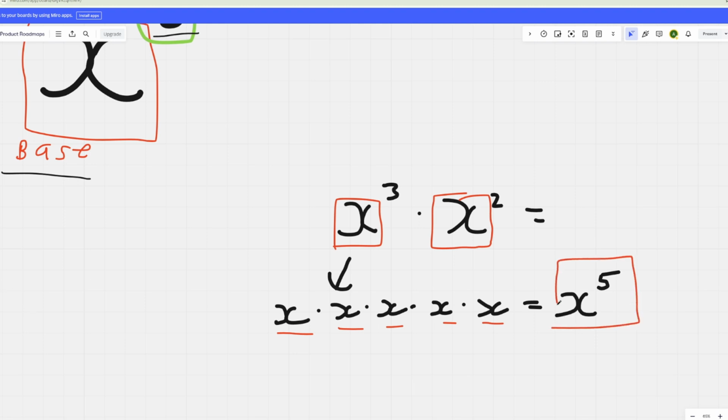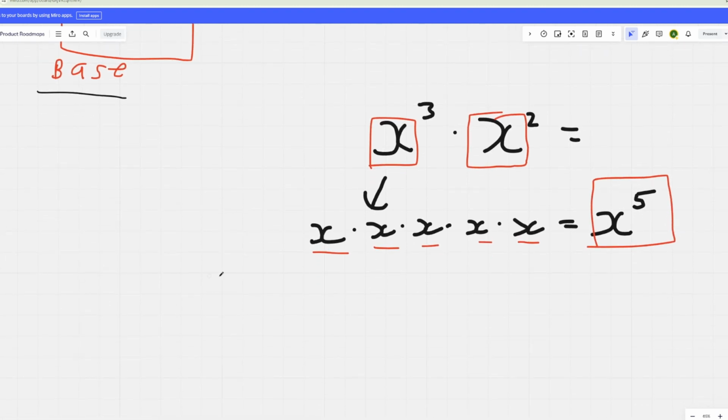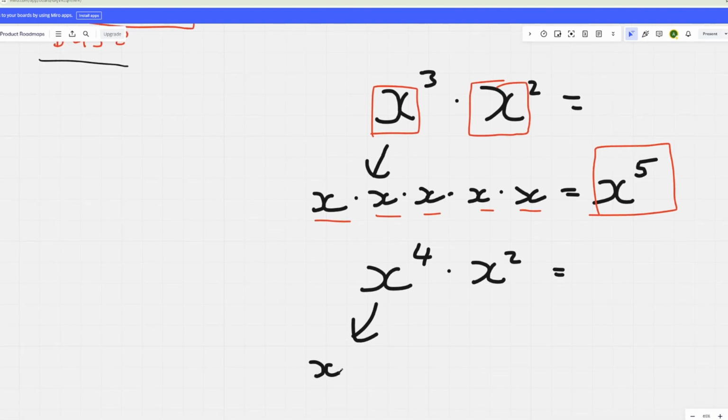Okay, so this is our first question, but let's see if I can show you guys a pattern. Let's say I give you x to the 4th times x squared. So again, I'm going to expand this, x times x times x times x, and expand this as well, x times x. Now I have 1, 2, 3, 4, 5, 6. So I'm multiplying x 6 times, x to the 6th.